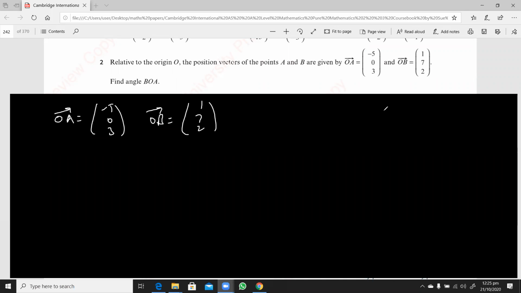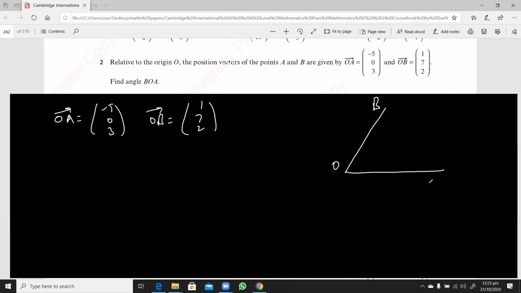Okay, now let's see how to find the given angle between two vectors. We are given, in the second question, that OA is (-5, 0, 3), and OB is (1, 7, 2). We have to find this angle BOA. It is always a good idea to draw this angle roughly, okay?